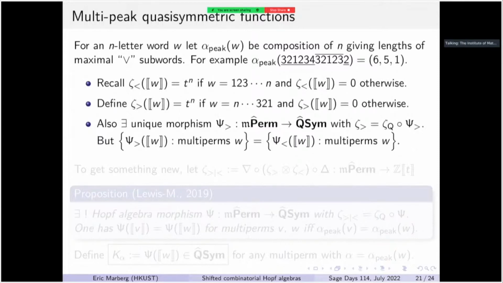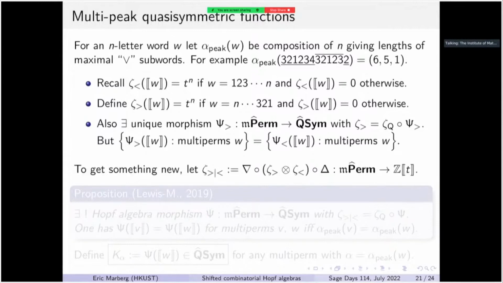Recall that we had this increasing character that sends a multi-permutation to t to its length if it's strictly increasing. You could also consider the decreasing character, where you only send w to t to the n if everything is strictly decreasing, and everything else goes to 0. By the same kind of formal arguments as before, there's a unique morphism for this decreasing character that sends these multi-permutations to quasi-symmetric functions. But it turns out that the basis of objects you get is exactly the same, just the indexing is different.